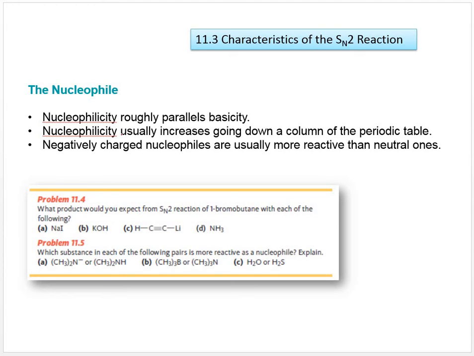Okay, the first one is not related to nucleophilicity, but it's an exercise for SN2 reactions and what are our nucleophiles we are going to see. So let's look at the problem. What product would you expect from SN2 reaction of 1-bromobutane with each of the followings? Let's write here 1-bromobutane. We have 4 carbon, 1, 2, 3, 4, and we have bromine leaving group. So we are reacting with nucleophiles. So I'm going to add here the nucleophiles.